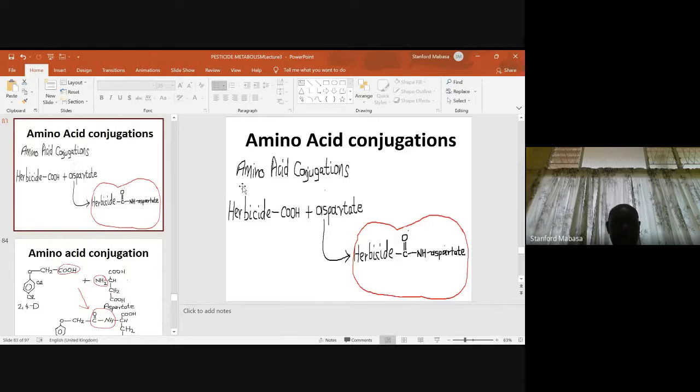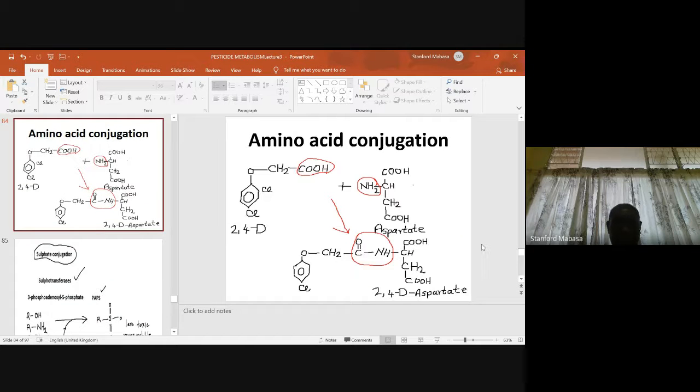Here we've got the amino acid aspartate, which is combining with the herbicide carrying a COOH. Then we have a herbicide CO being attached to the aspartate. Again, here we've got 2,4-D being attached to aspartate. So 2,4-D can be destroyed by the amino acid.